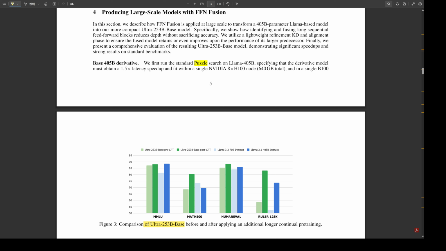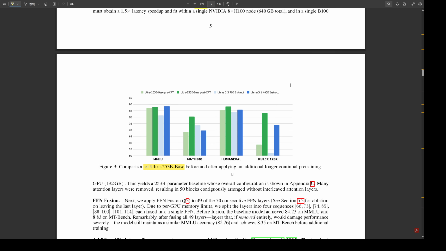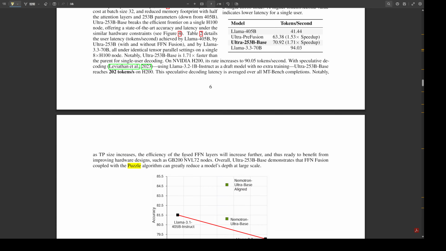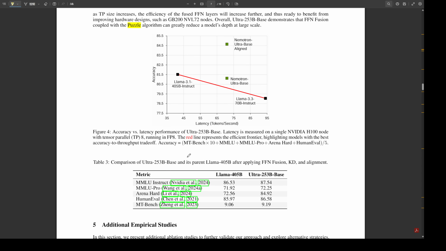So all those efficiency improvements are amazing. Yeah. But the big question is, does it actually work? Like, did they sacrifice performance to get those gains? That's the key question, right? Yeah. And the results are really promising. Okay. Ultra 253B base performed really well across a variety of challenging benchmarks, like Arena Hard, HumanEval, MMLU Instruct, MMLU Pro, MT-Bench. So it wasn't just faster and cheaper. Right. It was still able to hold its own against other top-performing models. Exactly. It's not just a matter of speed optimization. Right. FFN Fusion seems to unlock a more efficient way of achieving a high level of intelligence.